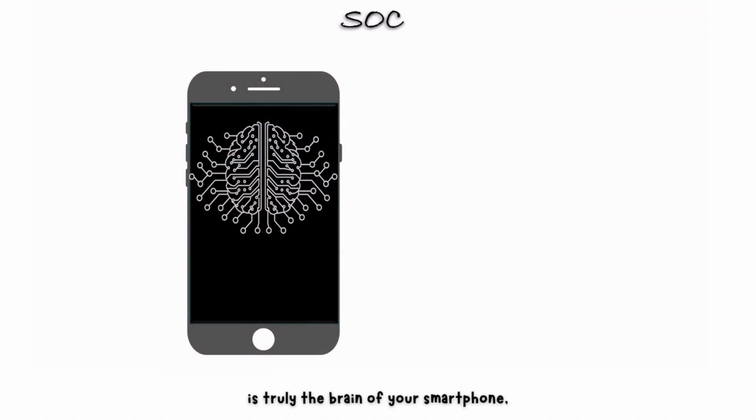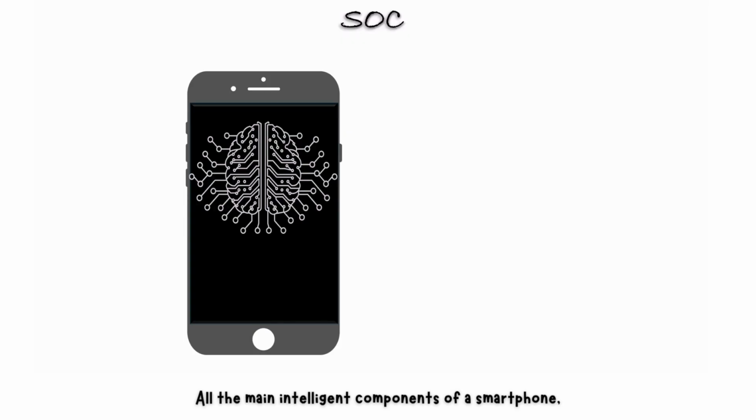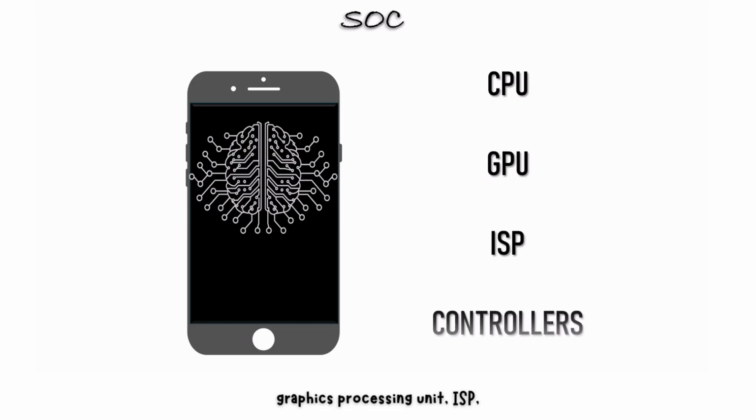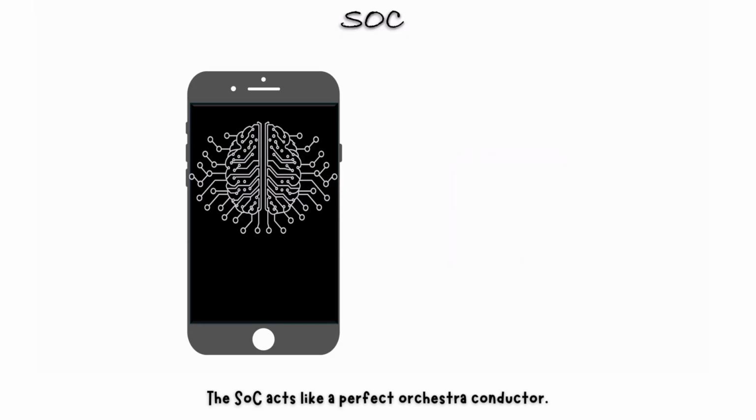SoC, or System on a Chip, is truly the brain of your smartphone, a real marvel of modern technology. All the main intelligent components of a smartphone, such as the CPU, Central Processing Unit, GPU, Graphics Processing Unit, ISP, Image Signal Processor, and the controllers for various peripherals are integrated together into a single, tiny piece of silicon. The SoC acts like a perfect orchestra conductor.